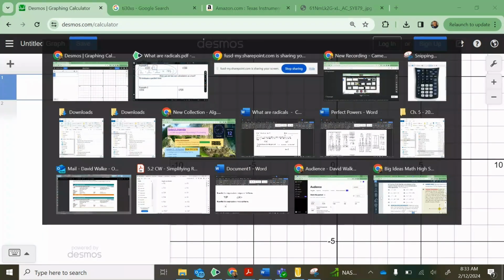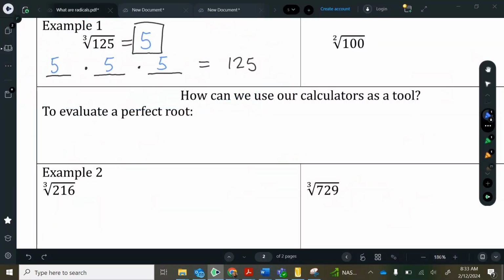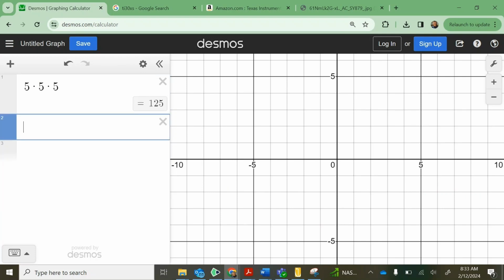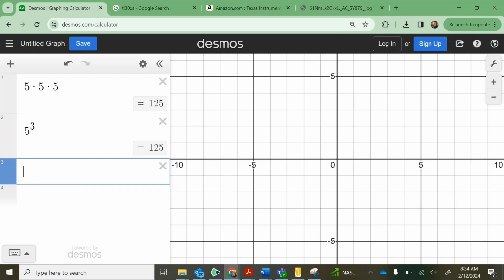So let's do that. So on Desmos here, I can do 5 times 5 times 5, and the answer is 125. There it is. Also, I can write this as 5 exponent 3, which means the exact same thing. 5 times itself 3 times, and we get 125. Okay, but now how do I evaluate the third root of 125? That's really what we want to do here. So I want 125, but I want to take the third root of that.